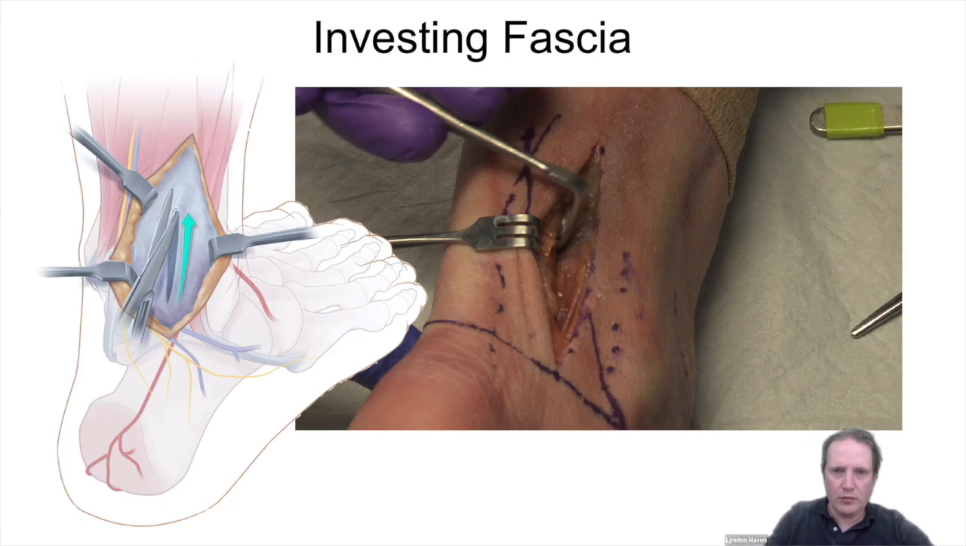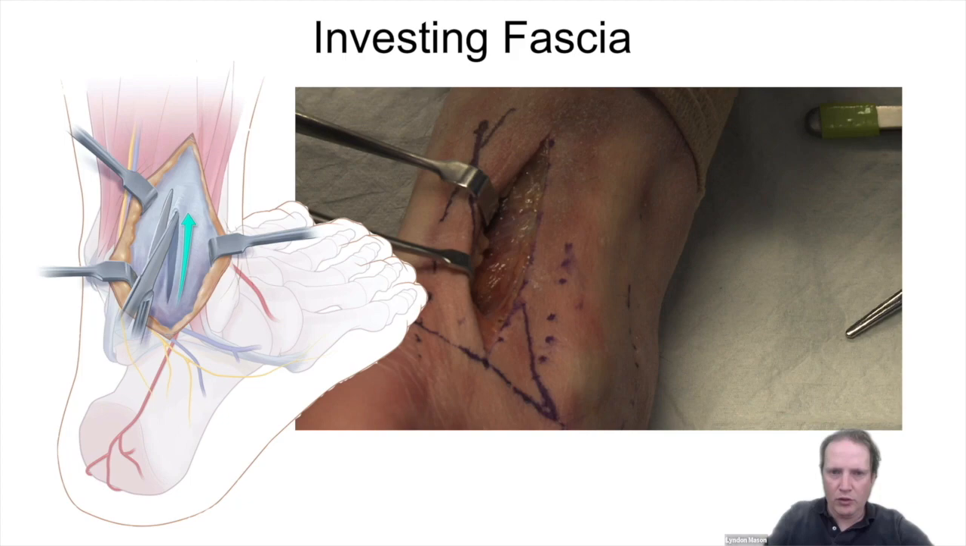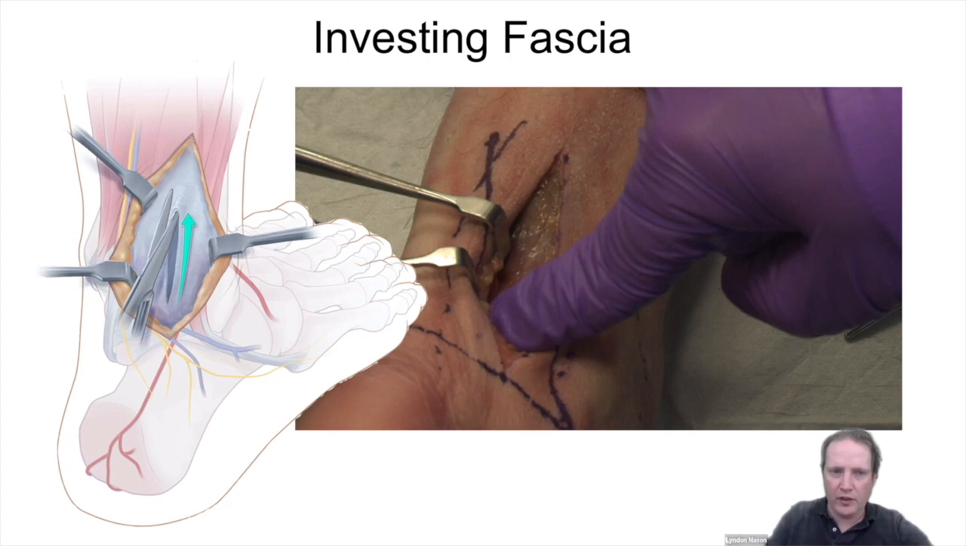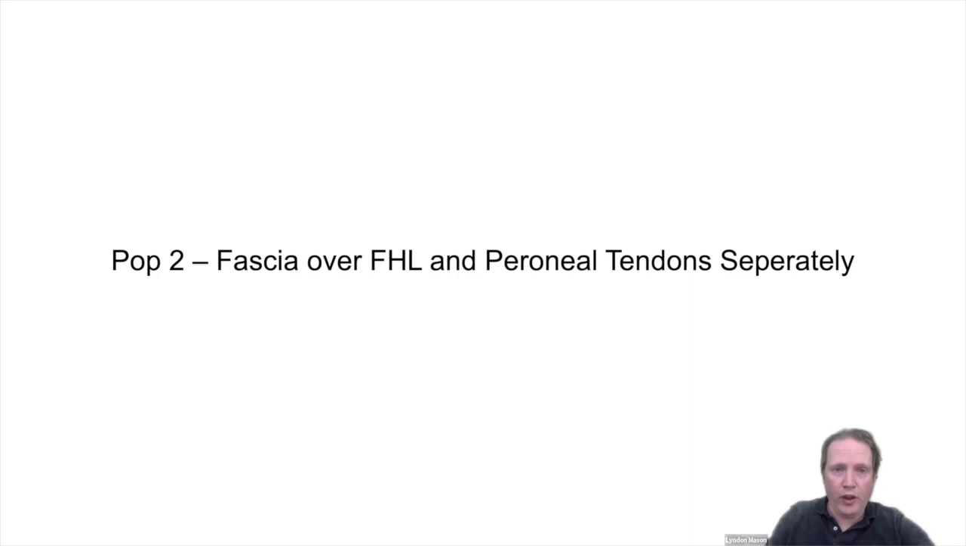As you can see here, retracted the sural nerve, a finger swipe to get to this investing fascia, and this can then be opened. The second pop is the fascia over the FHL and the peroneal tendons, and it's important to do this separately.